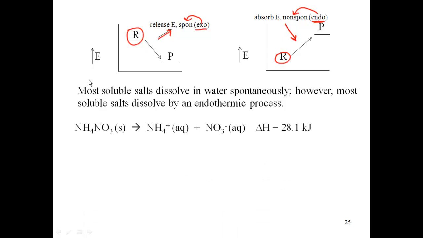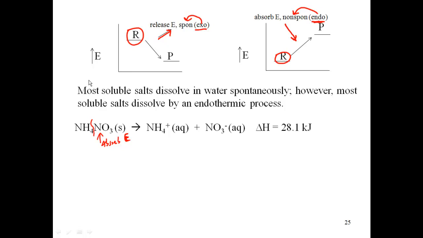Ammonium nitrate breaks up into ammonium ions and nitrate ions, and it's an endothermic process. It absorbs 28.1 kilojoules of energy. We stated earlier that to break bonds, if I want to break that ammonium nitrate bond, that ionic bond, it will have to absorb energy to make that happen. Then it'll break up into its ions. We said when it forms bonds, it releases energy. Well, in this process, there are no bonds being formed, so all we're doing is absorbing energy to break the bonds. There's no energy being released to form any compounds.